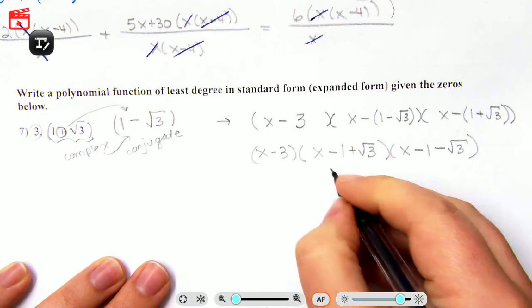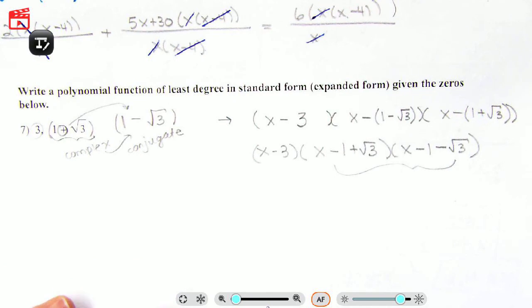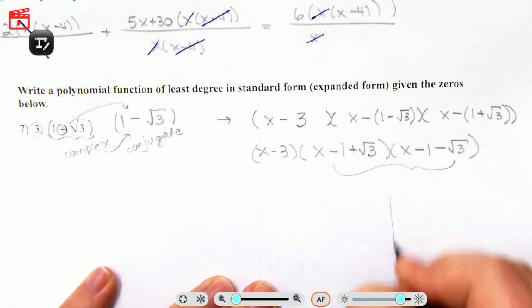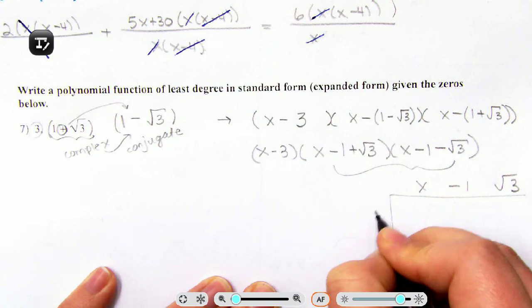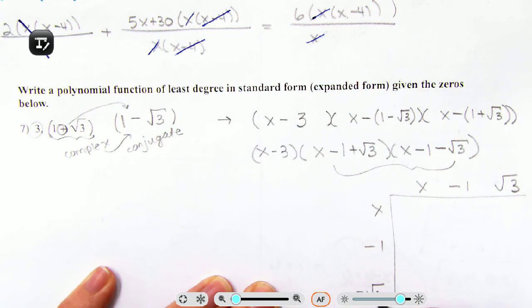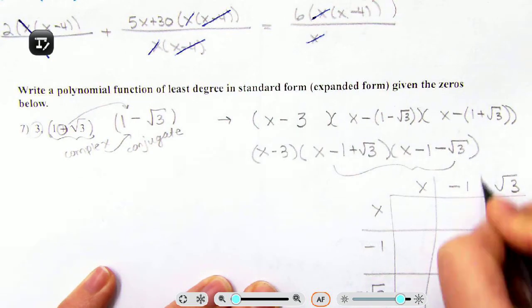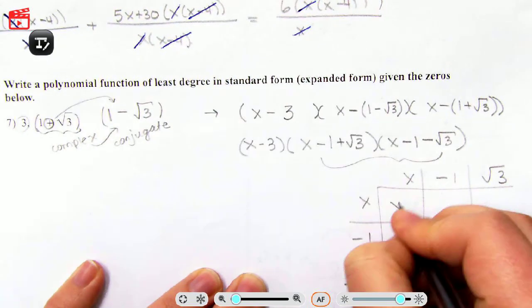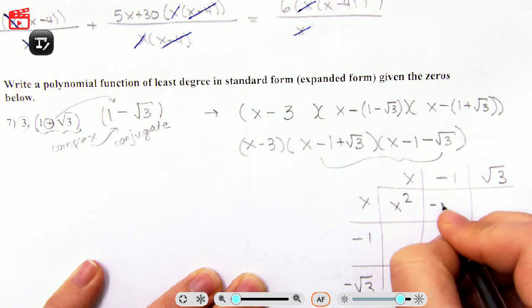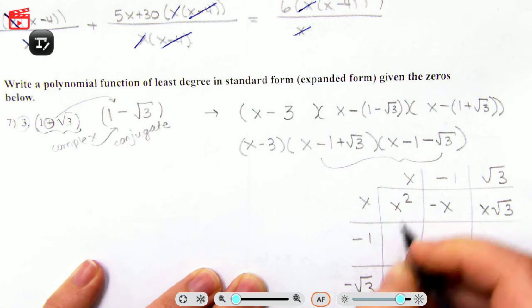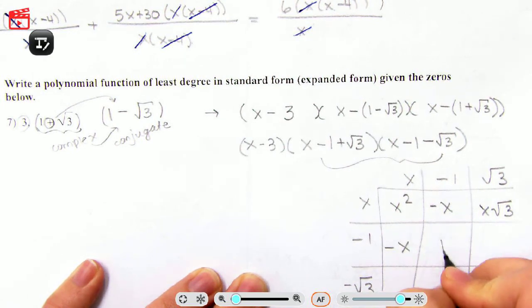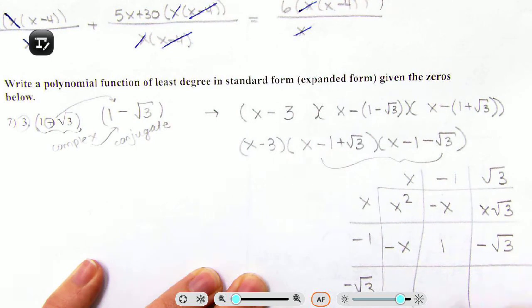My recommendation, use the box method to multiply the complex roots because they are conjugates of each other. Things will cancel out, and we actually want things to cancel out. So I'm going to use the box method. I have x minus 1 plus root 3, and I have x minus 1 minus root 3. Using the box method. All right, x times x is x squared. Negative 1, that's negative x. This is x root 3. This is negative x. This is 1. This is negative root 3. This is negative x root 3.